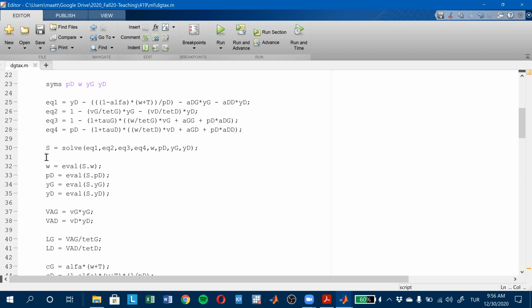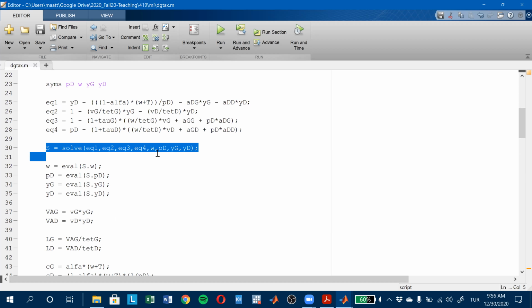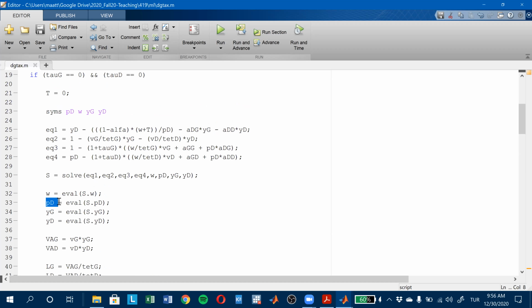Now these are now numbers because I evaluated them. So up to this point, they were symbols, okay? Here, I define them as symbols. Here they are symbols. Here they are symbols, okay? But at this point, W is a number. Why? Because there is a solution there. PD is a number, YG is a number, YD is a number.